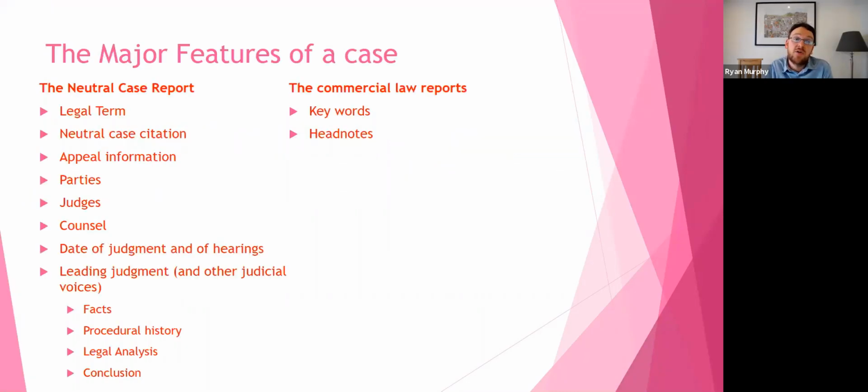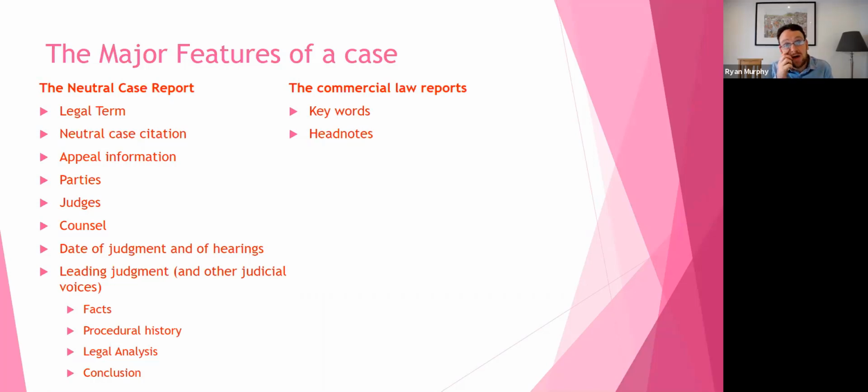You can see on the screen now a list of the main features of a reported case, and it might be sensible for you to pause the recording at this point to consider and to digest what those features mean. You'll see that there are some that appear in what we call the neutral case report, the neutral case citation, and that's the official judgment handed down and published on various court websites. So we'll look in particular in this podcast at a case that's been reported and issued on the website of the Supreme Court. And also, in addition to that, there are a number of commercial law reports.